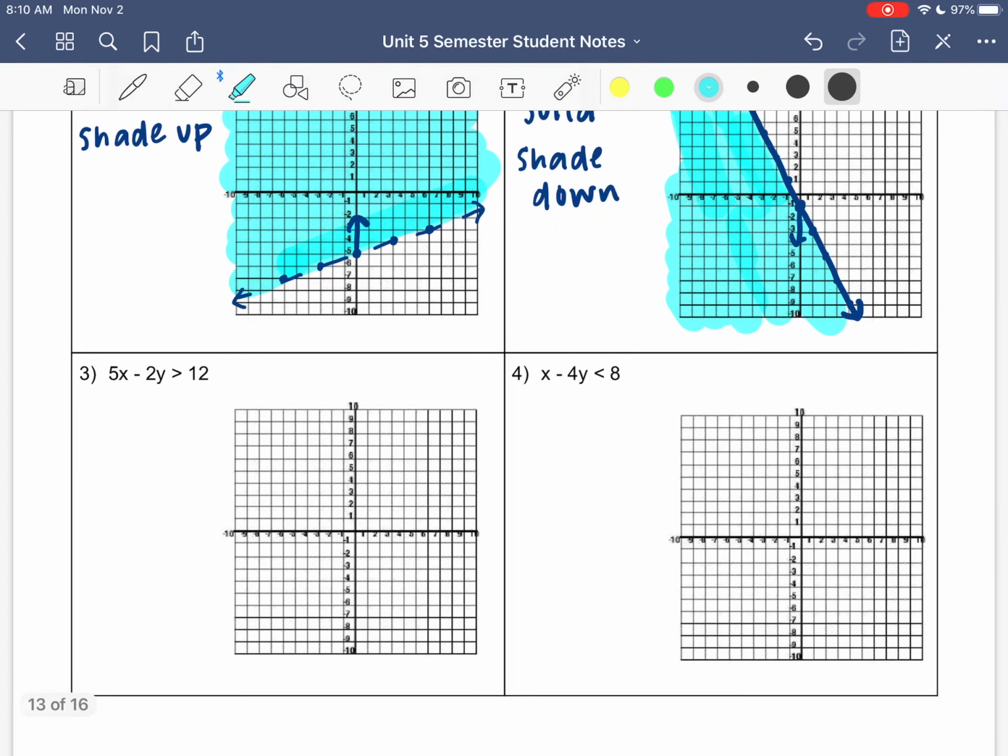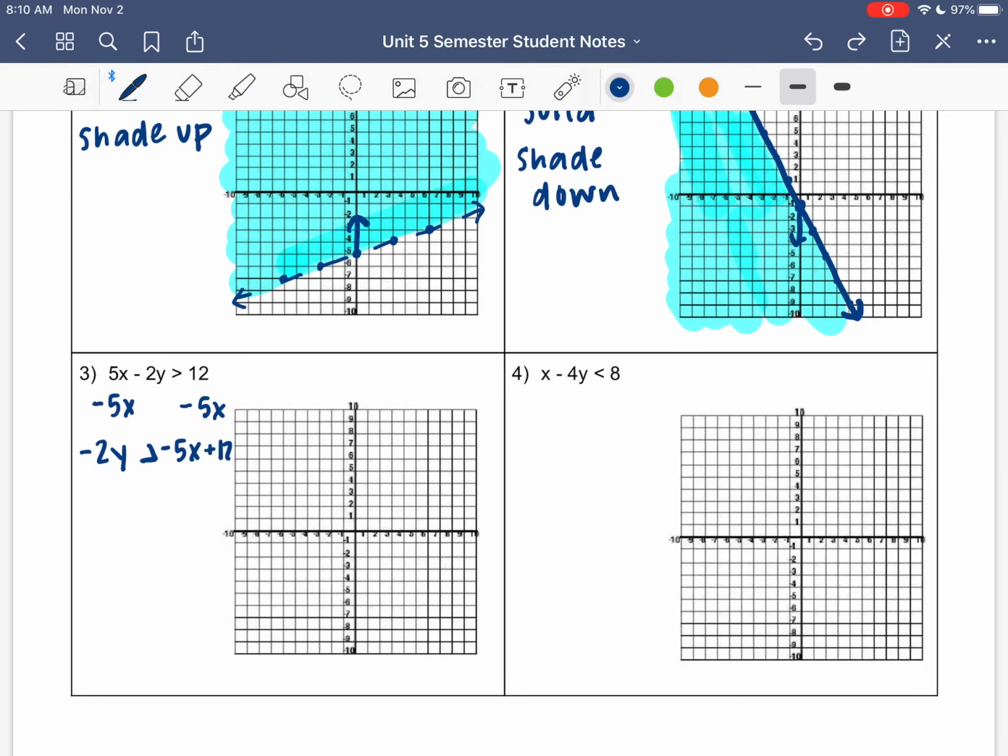In numbers 3 and 4, we're going to have to do some rearranging to get y by itself. This is actually not something new, but probably a good review for you. When we need to get y by itself, the first thing we do is move the x to the other side. So I would subtract 5x. I do the opposite since it's positive. That would give me -2y is greater than, and remember we can't do 12 minus 5x because they're not like terms, so we're going to put the x first, -5x plus 12.